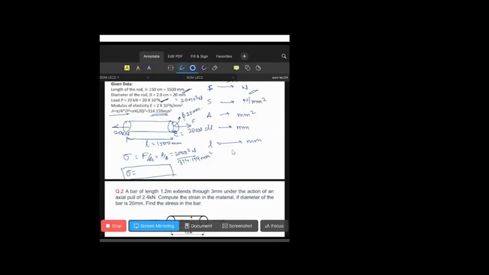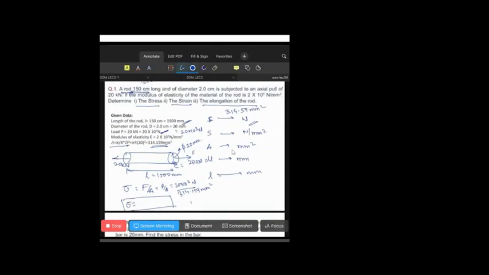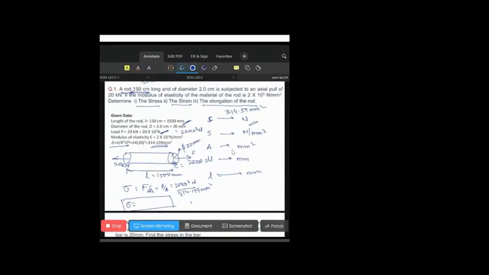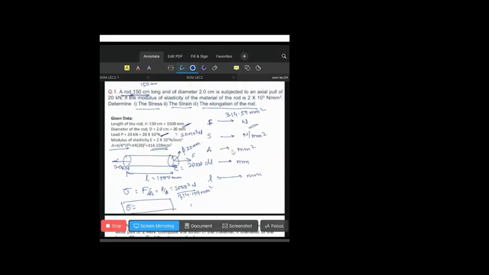Next thing, you have to calculate the strain. Strain is nothing but change in length upon original length. You don't know the change in length, so you can't directly calculate what will be the strain. So what you need to calculate? You need to calculate the elongation of rod first.